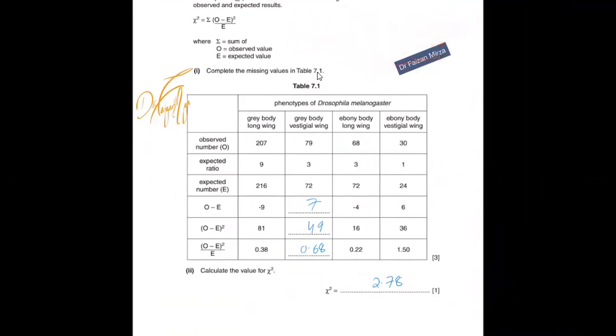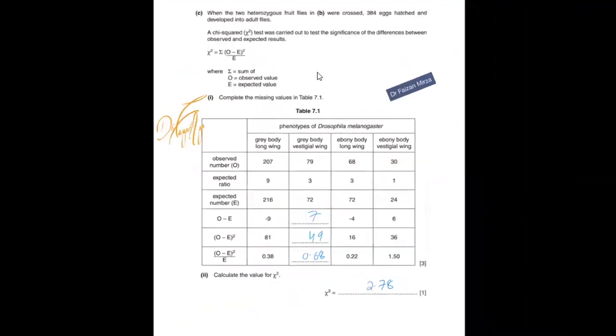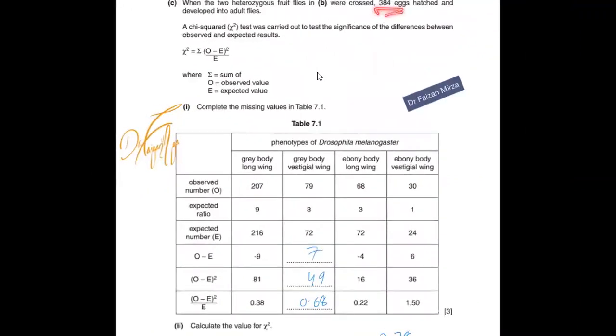I would state that there is no significant difference in the observed and the expected ratios of the cross between two heterozygous fruit flies. So that will be my null hypothesis. I have my observed numbers given to me: out of 384 eggs, these individuals had these numbers observed.